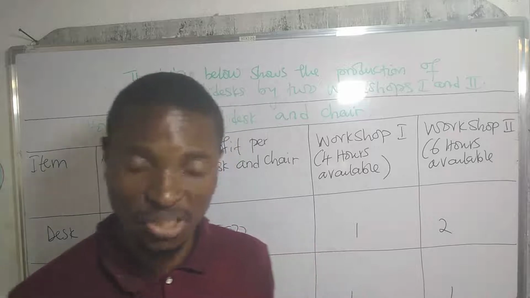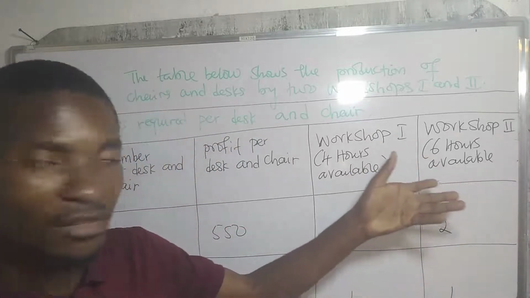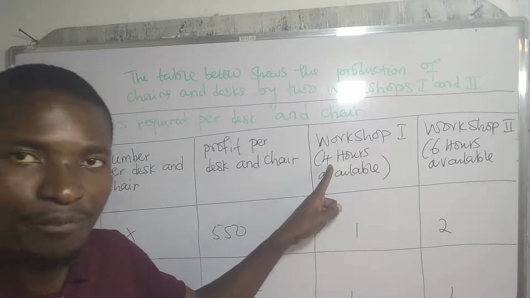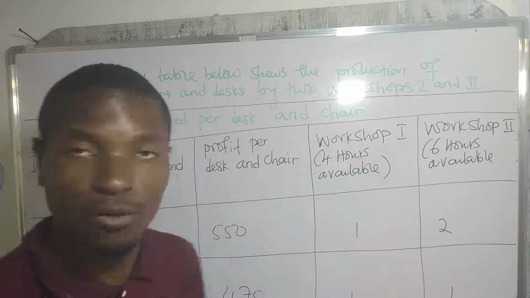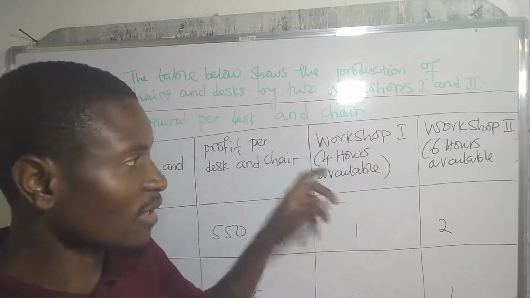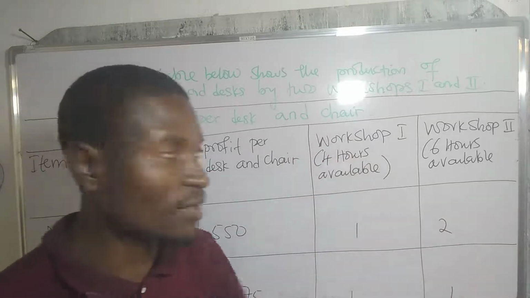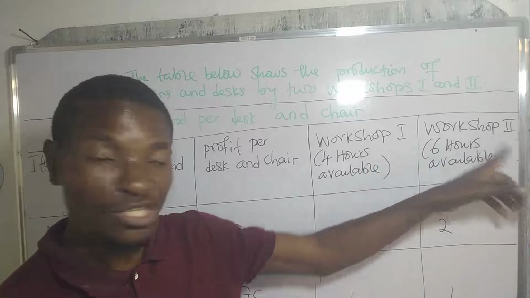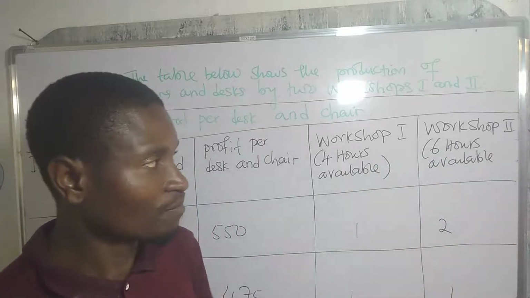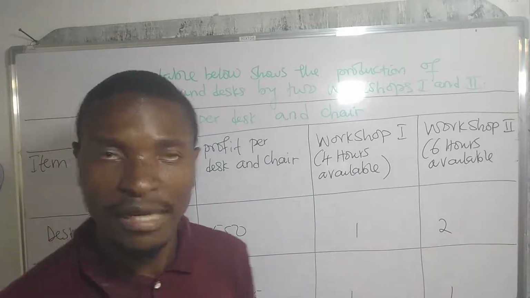Now, ladies and gentlemen, I think there's a small error there. We didn't talk about the 4 hours available for workshop 1, meaning the manufacturing of the desk as well as the chair. We are only given that 4 hours is available, as workshop 2 had more hours than workshop 1. So a lot of things were manufactured in workshop 2.